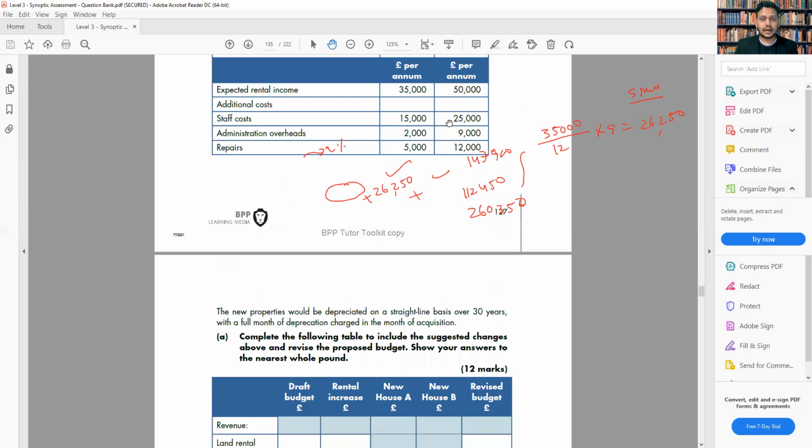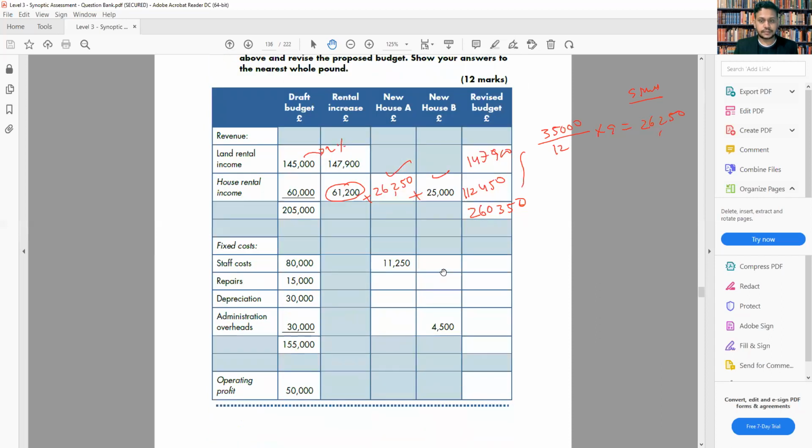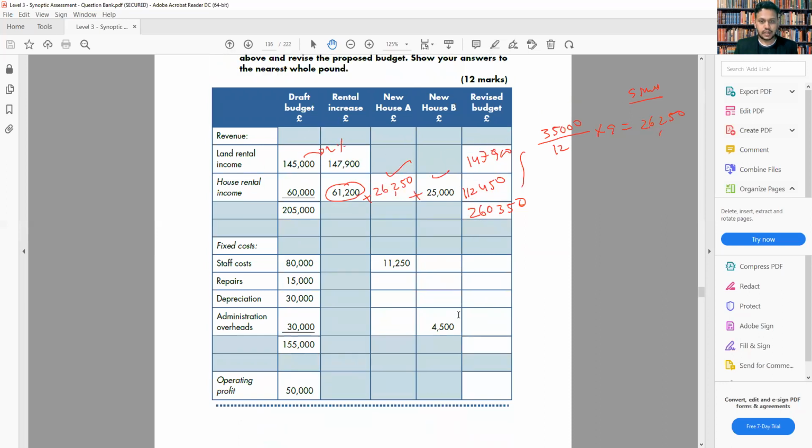The next one for house B, they said the staff cost for the whole year is 25,000. And we know for 6 months, it will be half. So 25,000 divided by 12 times 6, or you can just make it half, divided by 2. It should give you the same figure. So it should give you 12,500.